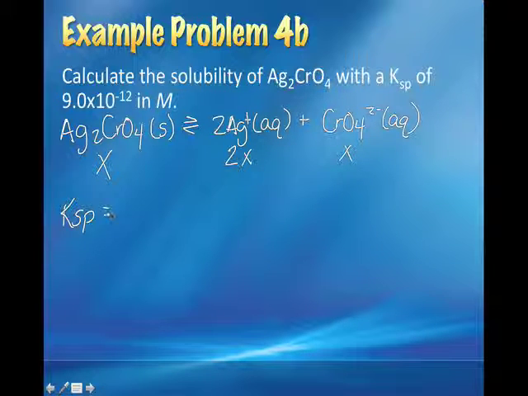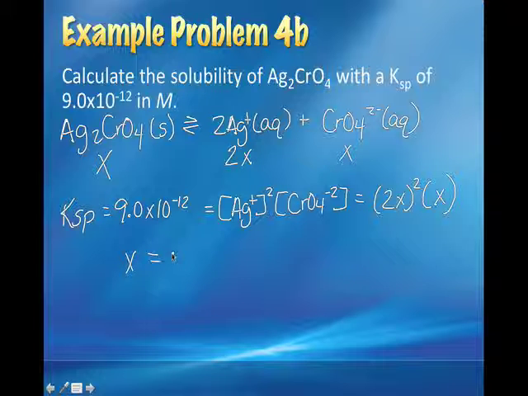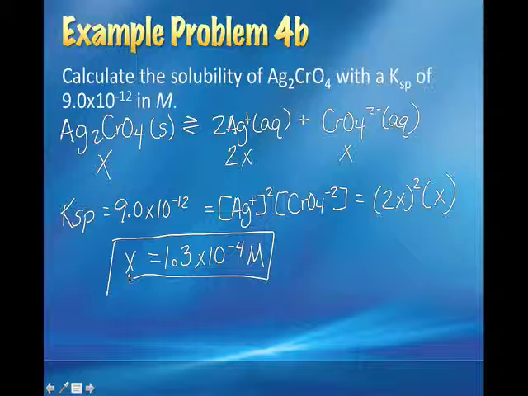Ksp is equal to 9.0 times 10 to the negative 12th, which is going to be equal to, in this case, the concentration of silver ions squared times the concentration of the chromate ions. If I use x's, that becomes 2x squared times x. So I solve for x, and I find that x is equal to 1.3 times 10 to the negative 4th molar. And I didn't have to go to another unit besides that one, so I am just finished once I find out what x is.